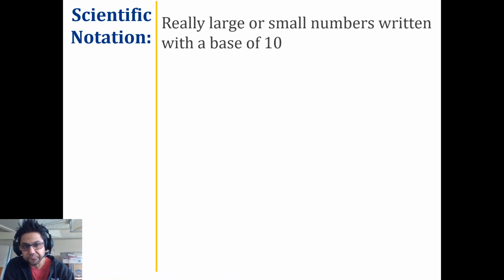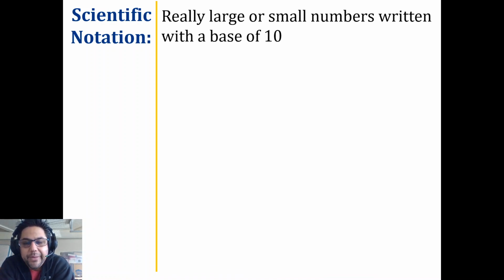So what I like to think about with scientific notation is essentially those numbers are either way too big or way too small for us to be able to work with normally. So we're going to use our knowledge about exponents to help us out. So it's got a base 10, so that's one of the key things.